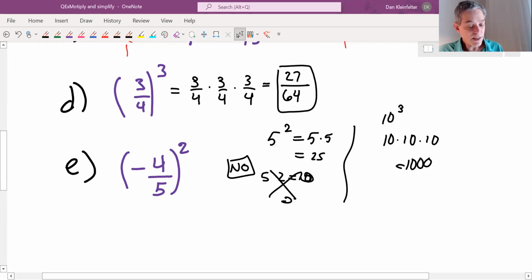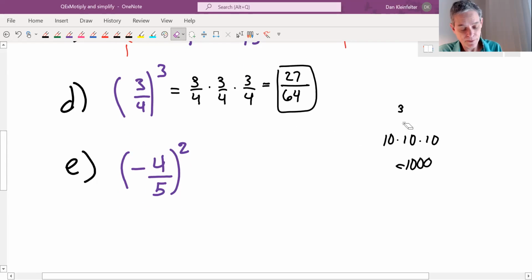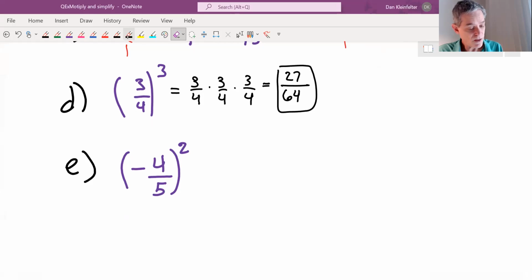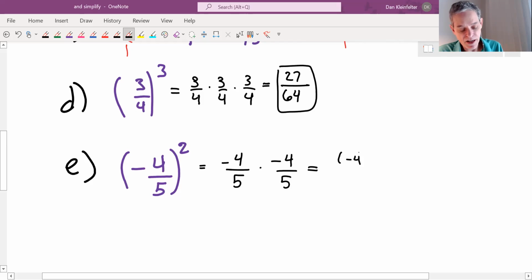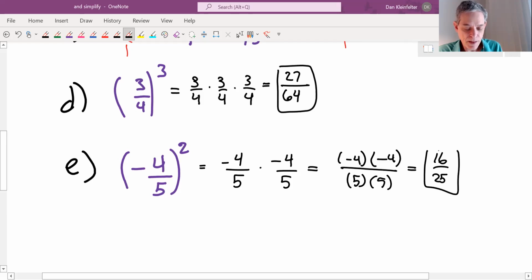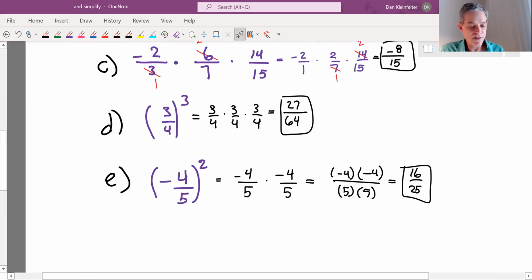All right, so now, down below, we have negative 4/5, and we want to square that. So negative 4/5 squared, this will be negative 4/5 times negative 4/5. And then once again, there's no simplification that can happen here. We'll have negative 4 times negative 4, and then 5 times 5, and that's 16/25. All right, so that takes us to the end of this page.